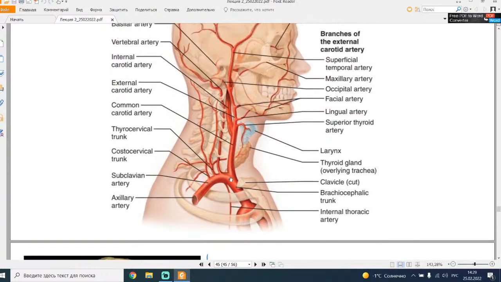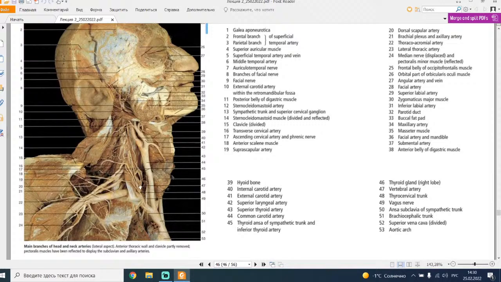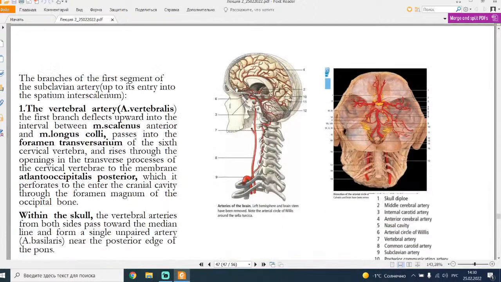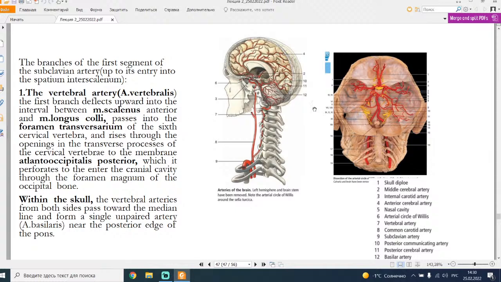What you see, these are three branches: the arteria vertebralis, the thyrocervical trunk, the costocervical trunk, and the internal thoracic artery. The branches of the first segment of the subclavian artery, up to its entry into the spatium interscalenum. First artery, the vertebral artery, arteria vertebralis.